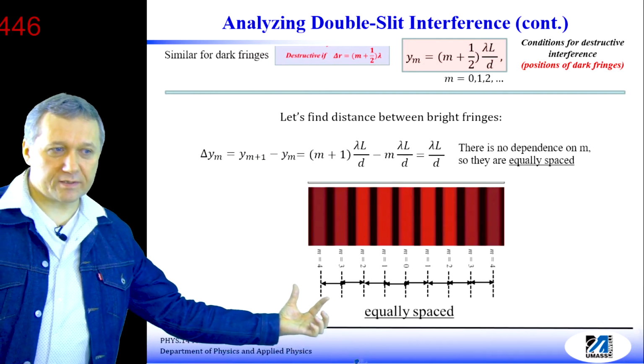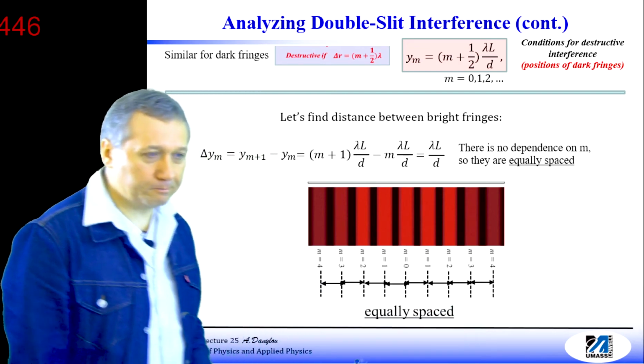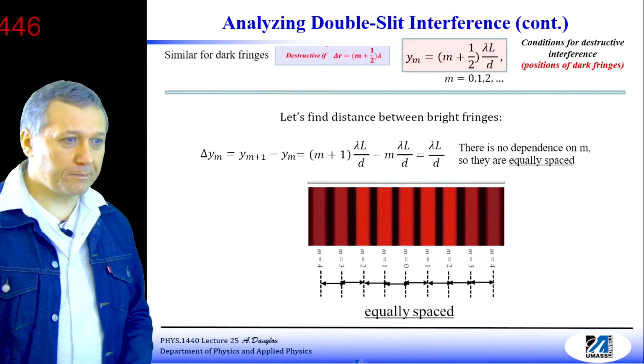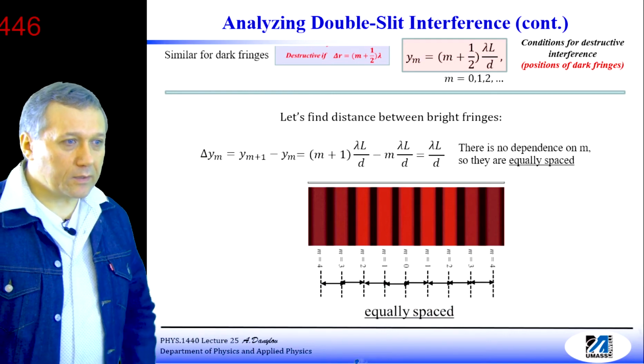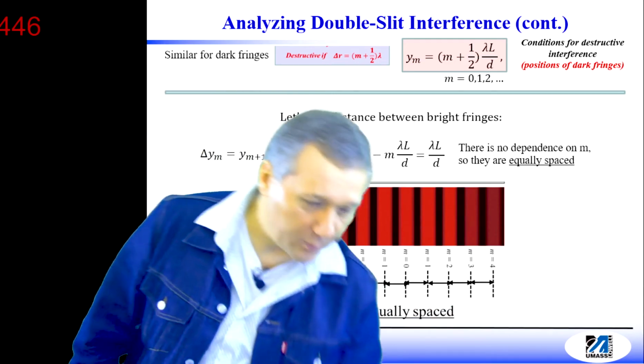Right? So distances between all these bright fringes are going to be the same. All right. It's enough now. Let me look at one example, one problem.